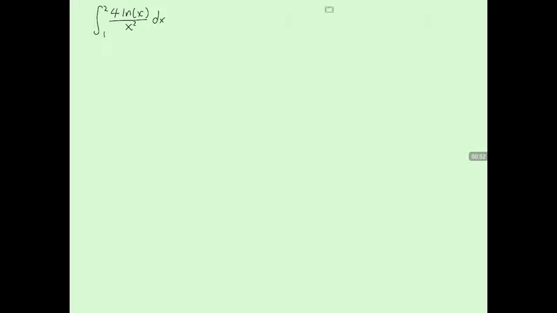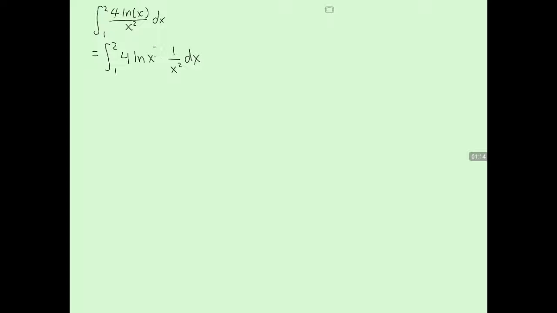This is indeed a product of two different functions. We can rewrite this as the integral from 1 to 2 of 4 ln x times 1 over x squared dx. So we can try to use integration by parts to solve this.